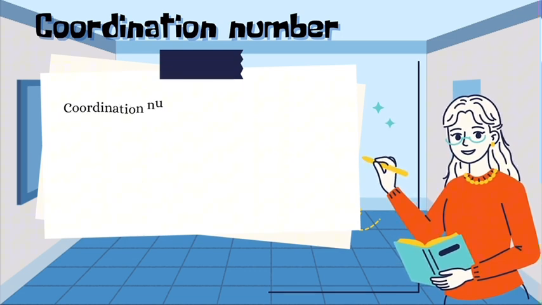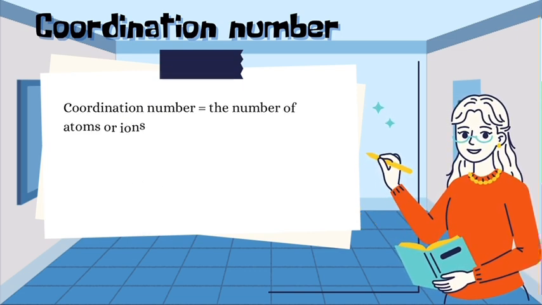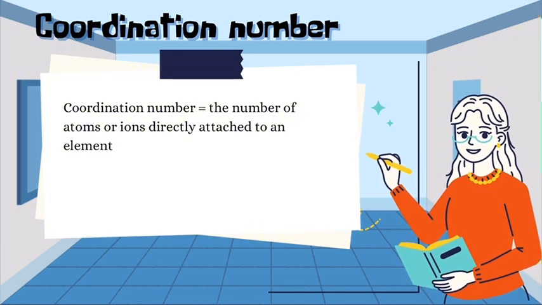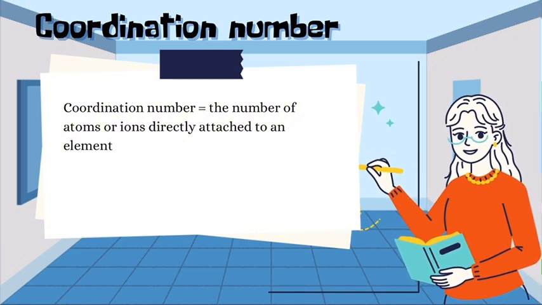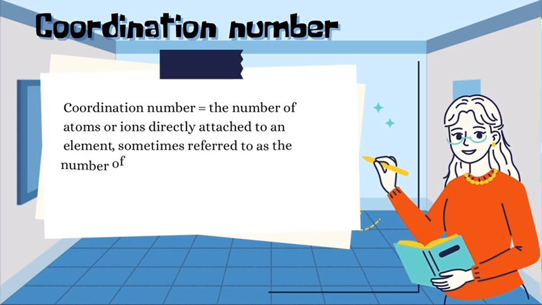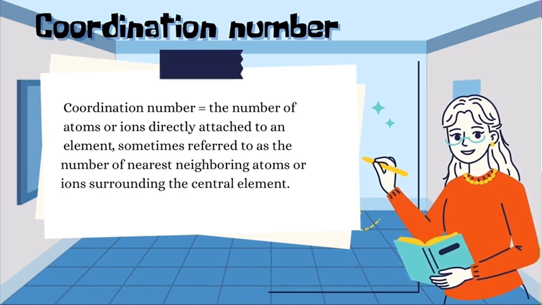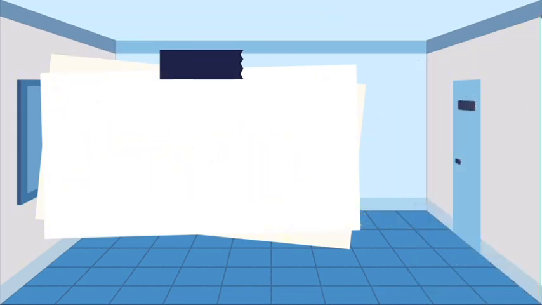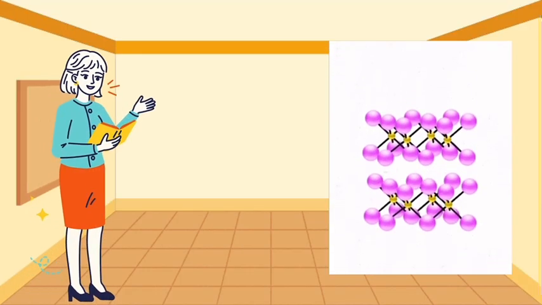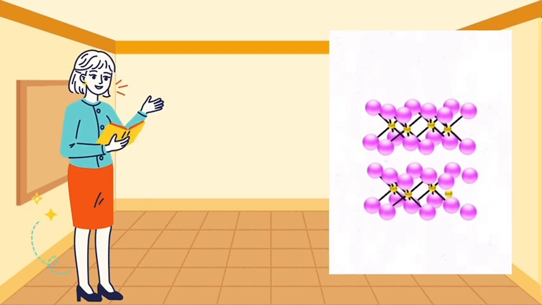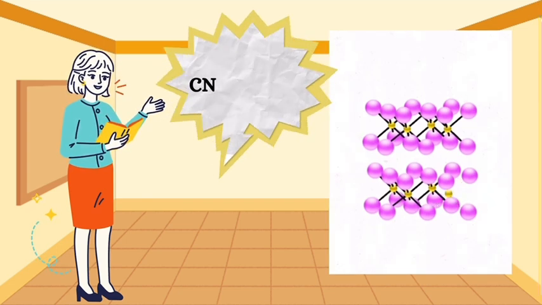In a crystal, the number of atoms or ions that are directly attached to an element is its coordination number, sometimes referred to as the number of nearest neighboring atoms or ions surrounding the central element. Since the surrounding of the cadmium ion in this ionic solid is composed of 6 iodide ions, the cadmium ion in the octahedral holes will have a coordination number of 6.